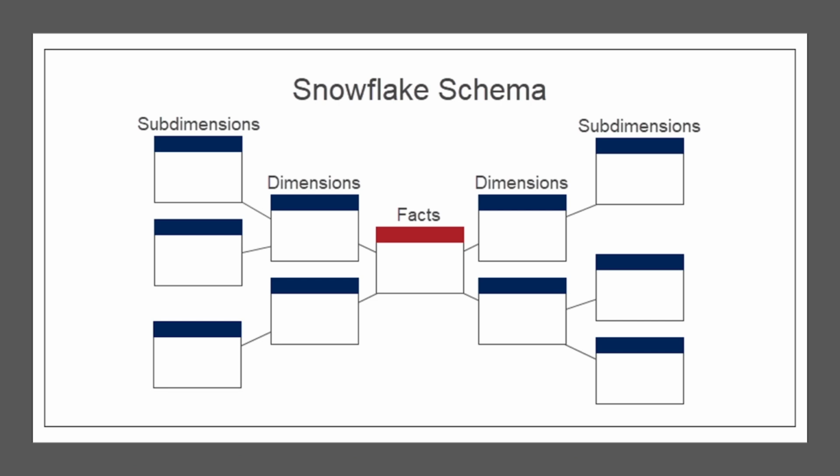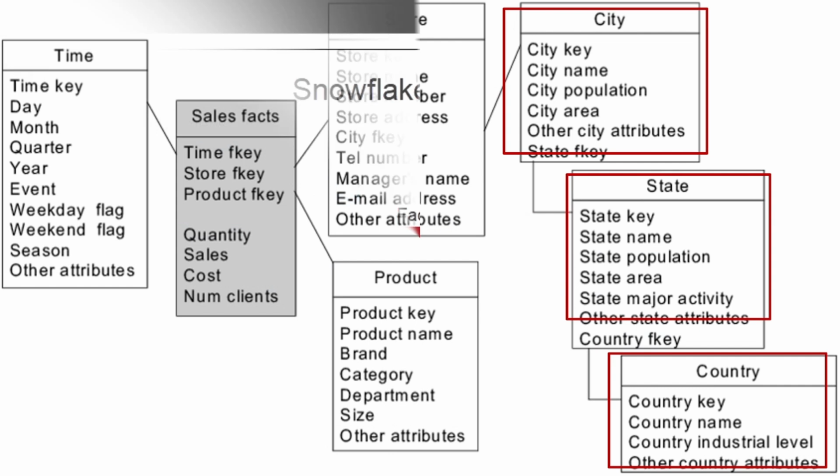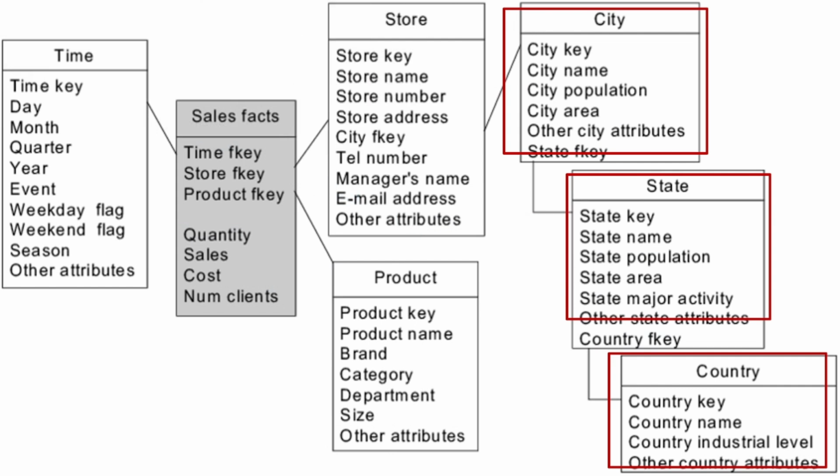Think of it as a more detailed version of the star schema. Instead of keeping all the dimension data in one flat table, the Snowflake schema normalizes some of the dimensions, breaking them into smaller related tables. For example, instead of having one big location table, you might have separate tables for country, state, and city. This reduces redundancy and saves disk space, something that's really helpful when you're dealing with massive data sets.